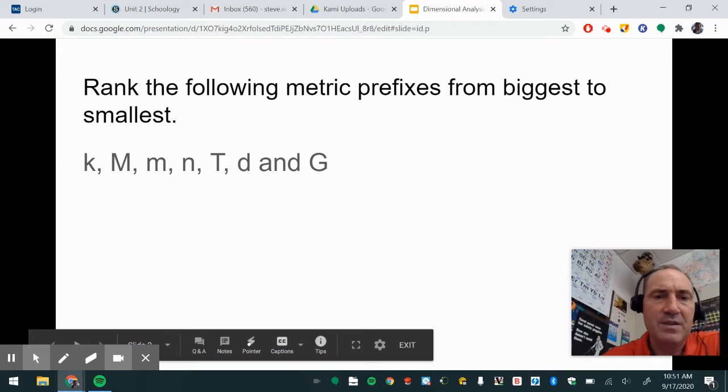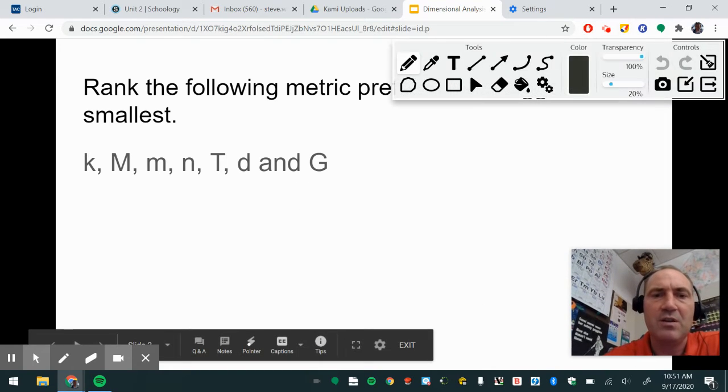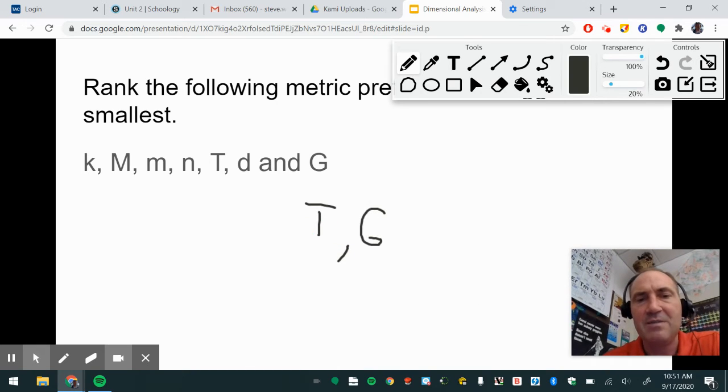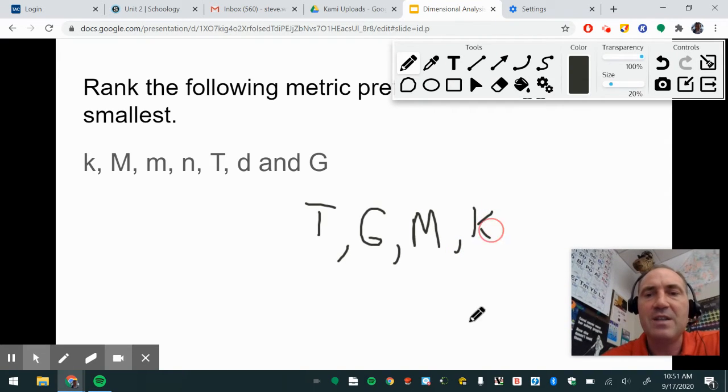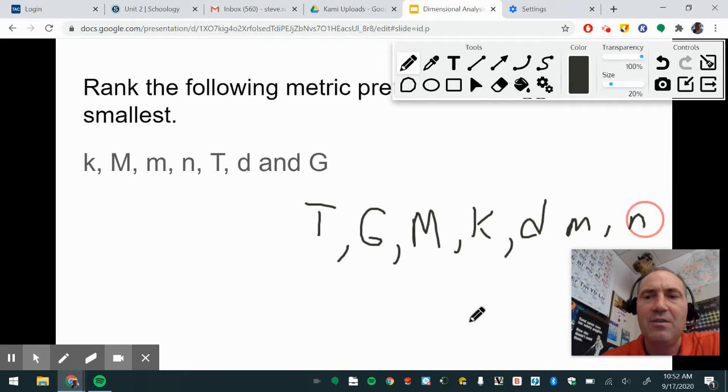Okay, so tera is the biggest, so that would be from biggest to smallest. T is first, followed by G, because that's a giga, that's 10 to the ninth, that's billion, followed by big M. Big M is mega. Okay, so that's 10 to the sixth. Kilo is 10 to the third. Then we got deci, followed by milli, followed by nano, and I think that's all of them.